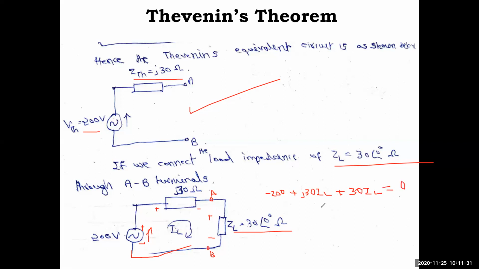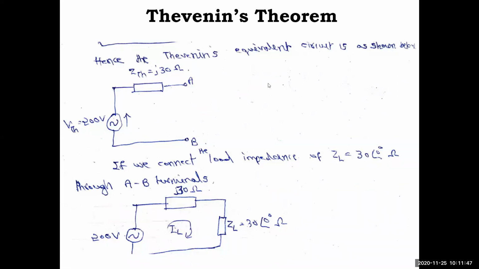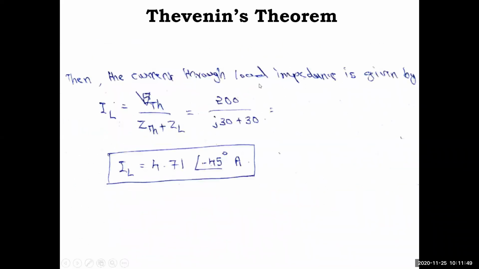If you group the IL terms, J30 plus 30, or 30 plus 30J, and 200 will be taken to the right side. From that, IL is equal to 200 divided by 30 plus 30J. We will see that in the next step; use the calculator to find it. Here I have written straight away the load current is given by VTH by ZTH plus ZL. For this simple circuit the formula is also framed. If you are not able to remember the formula, you apply KVL. So 200 by 30 plus 30J.